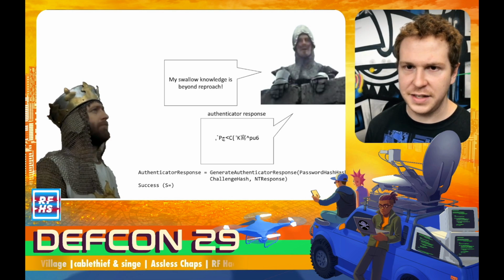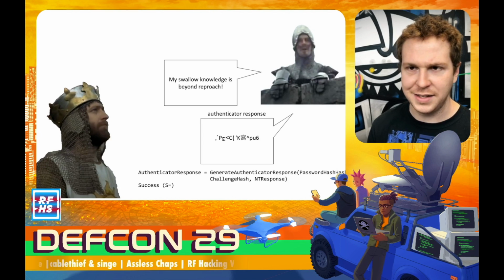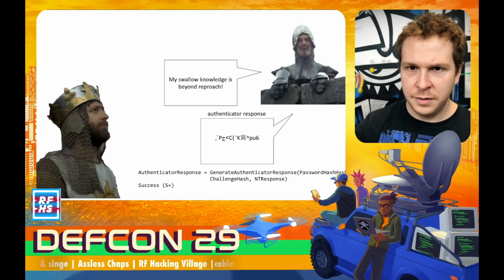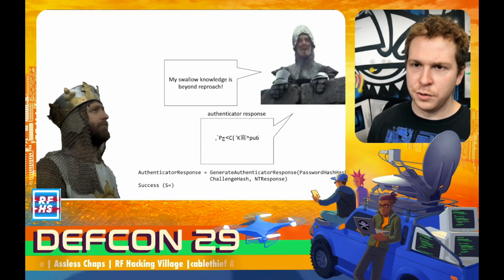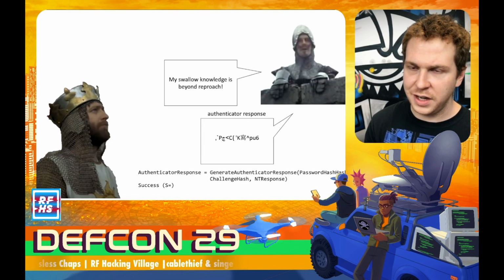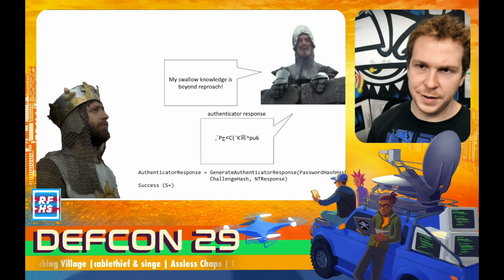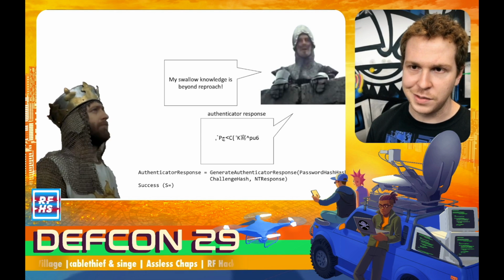This is if it's a success. So he prepends an S equals and then that random bit of data. This way, Arthur can see, okay, cool, this guy's sent me back an authenticator response. If he repeats all the same actions, he should get the same authenticator response, thereby proving that the Frenchman knows the same password he does.